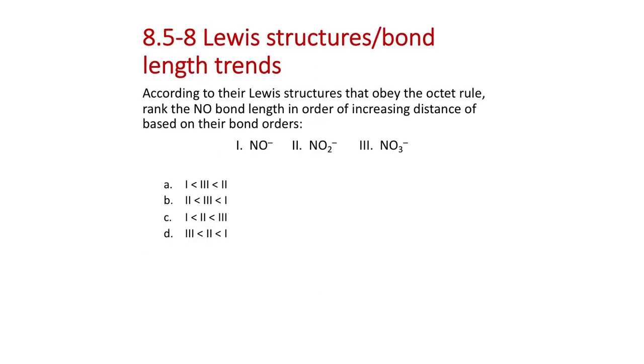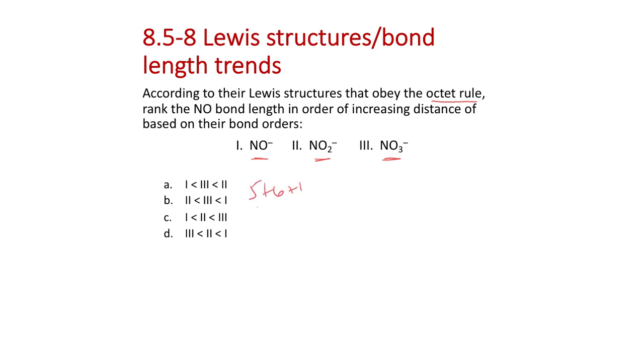Oh, let's look at one more question here. So bond length trends for NO minus, NO2 minus, NO3 minus. I kind of alluded to this in the notes today, to a problem like this. According to their Lewis structures that obey the octet rule, which I don't even really have to say because these are second row atoms, they have to satisfy the octet rule, rank the NO bond lengths in order of increasing distance based on their bond orders.